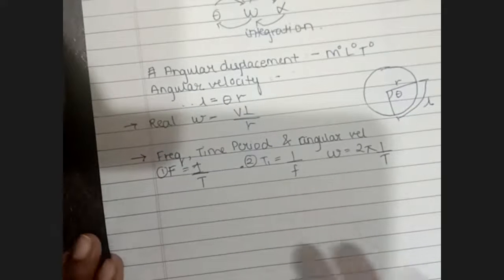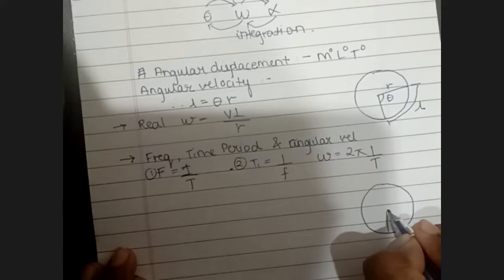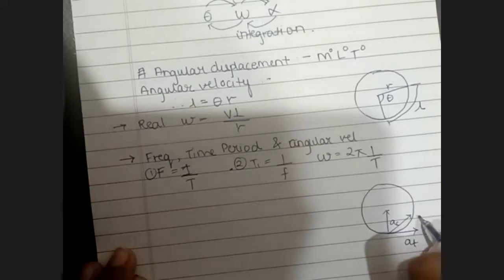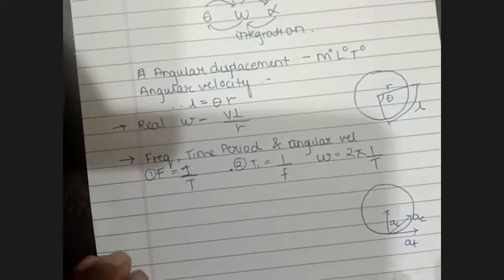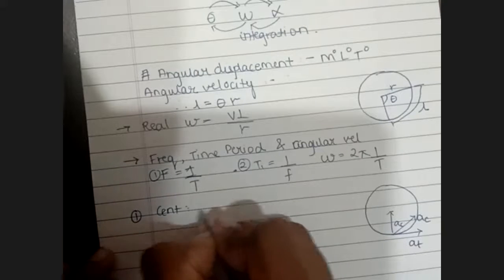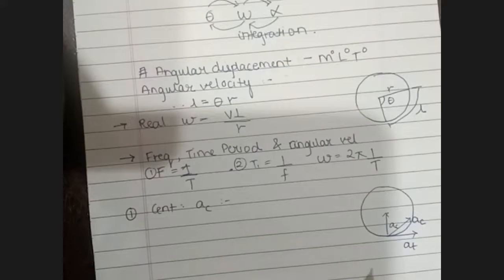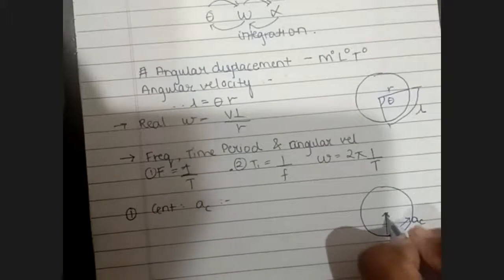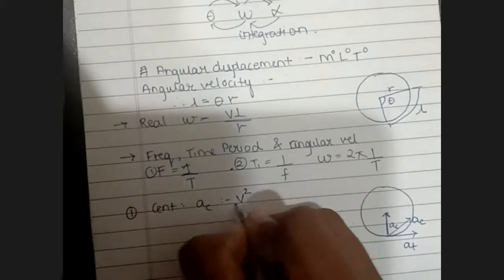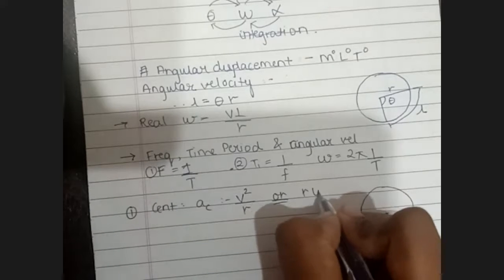Now, acceleration in circular motion. There are 4 types of accelerations. First is centripetal acceleration, which changes the direction of velocity, and always it is towards the center. Its formula is v square upon r, which is also r omega square.